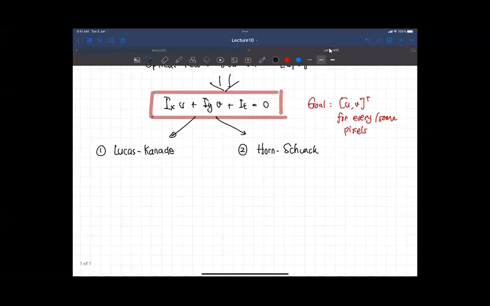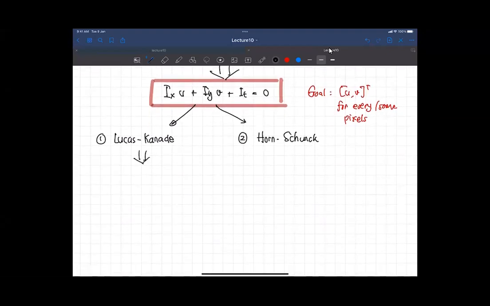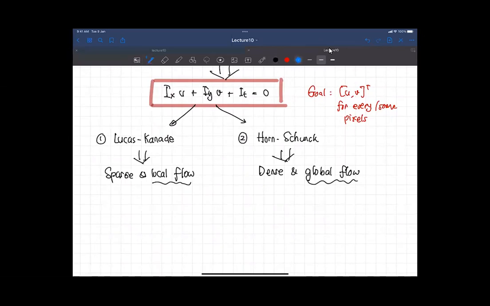Right. Lucas and Kanade is basically a sparse and local flow, while Horn and Schunck algorithm is dense and global flow. When I say local flow and global flow here, what I mean is the optimization techniques. So this is local optimization, and this one is global optimization.